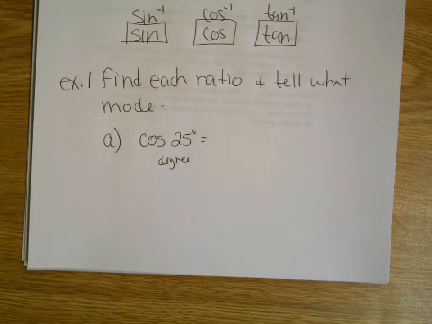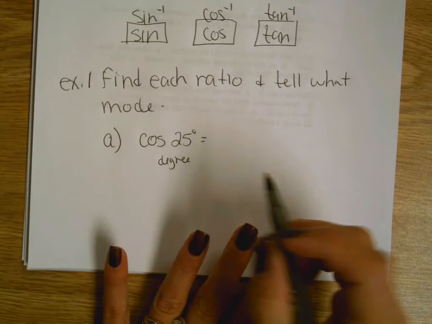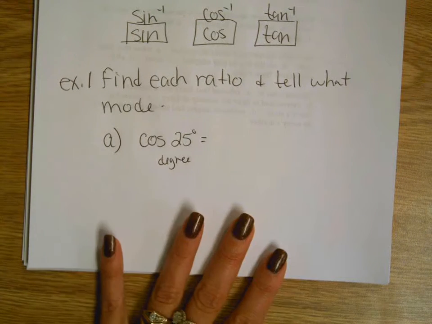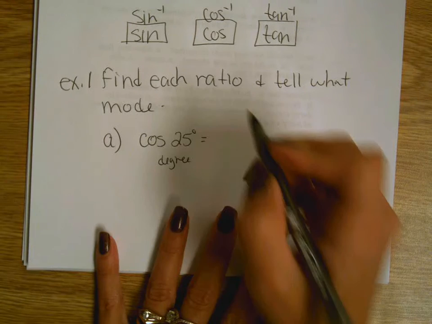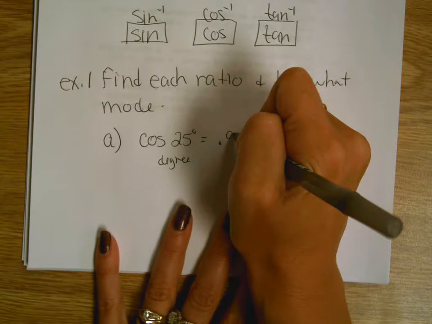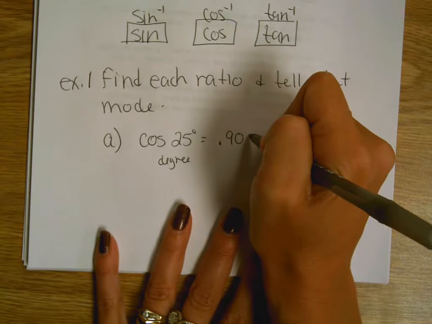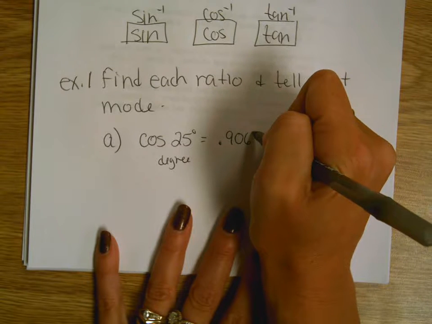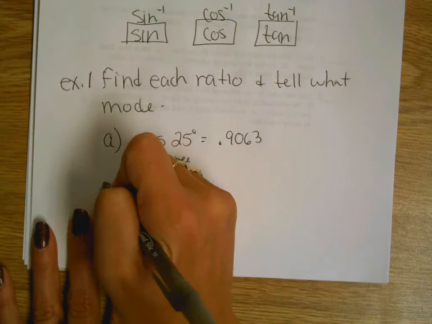So you could be in radian mode if you put the degree in. Oh, you gotta remember that. Or just keep it in degree mode. So did you get 0.906? We go 4 places usually. 0.9063? Yep. Okay. All right.